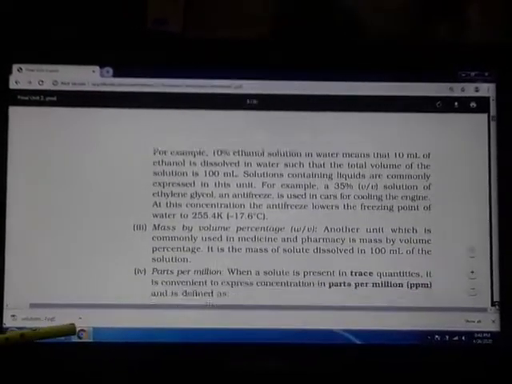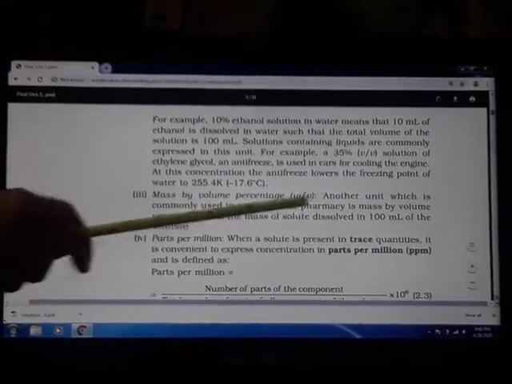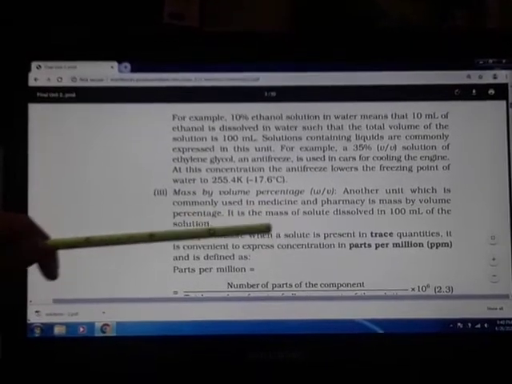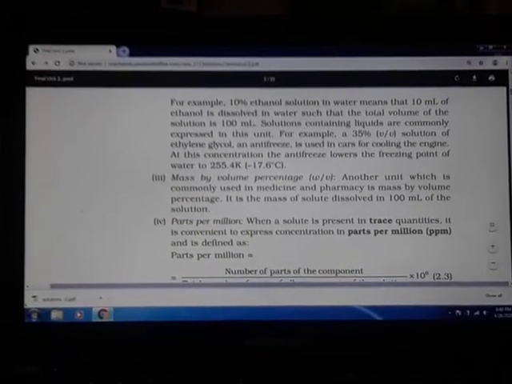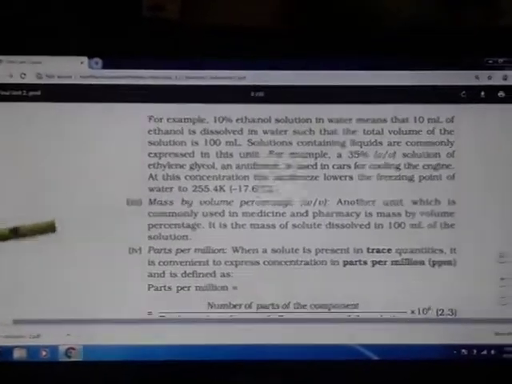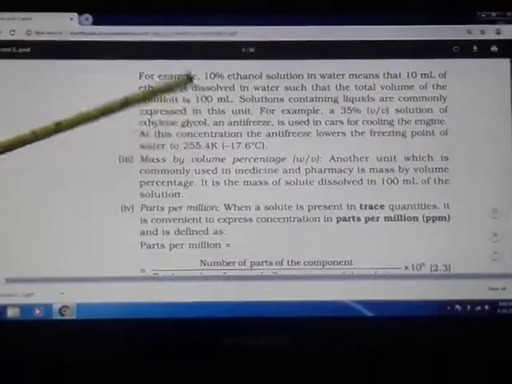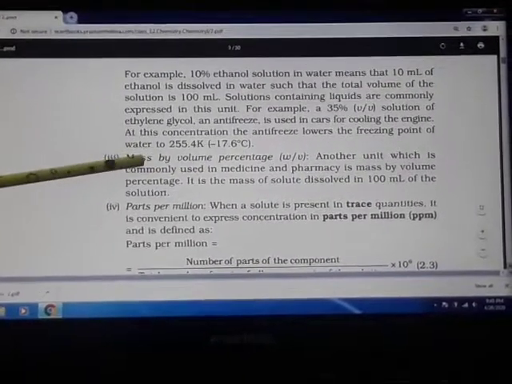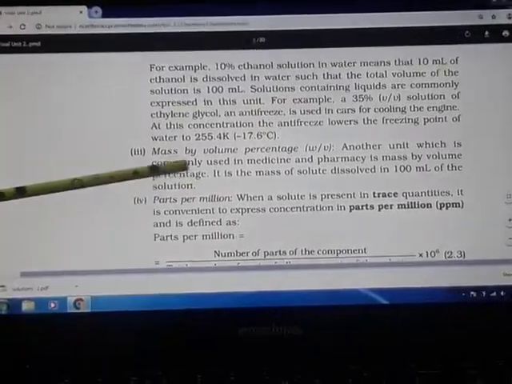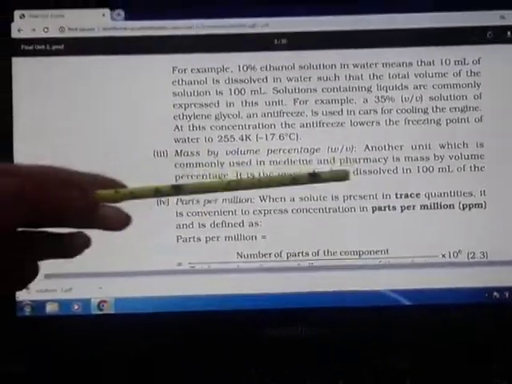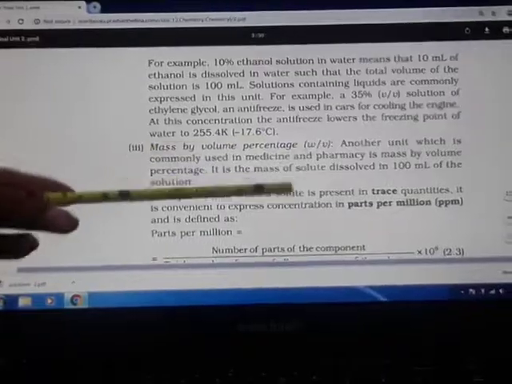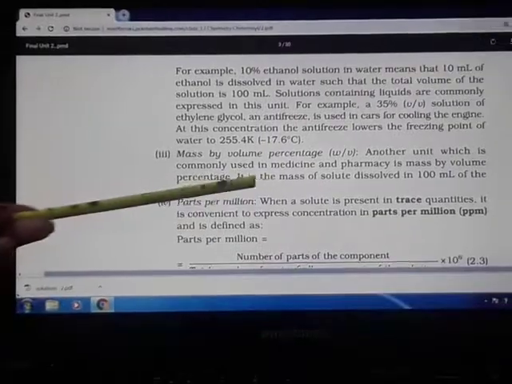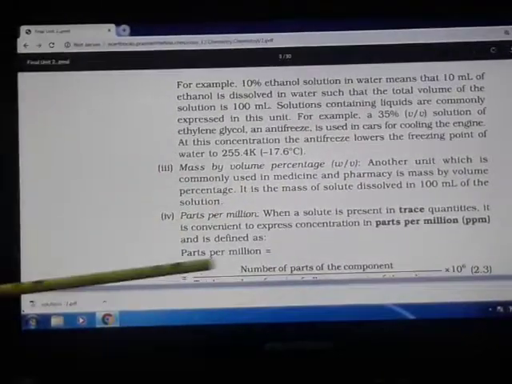Next, third, is the mass by volume percentage. This one we find mostly on the labels of our pharmaceutical preparations. You can say the suspensions which are generally given to infants express the composition in terms of mass by volume percentage. Mass of solute is generally expressed as the numerator, and the total volume of the solution is the denominator, and the fraction is multiplied by 100 to give the percentage. Generally it is expressed per 100 ml of the solution.